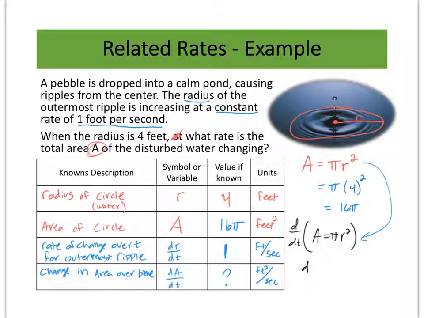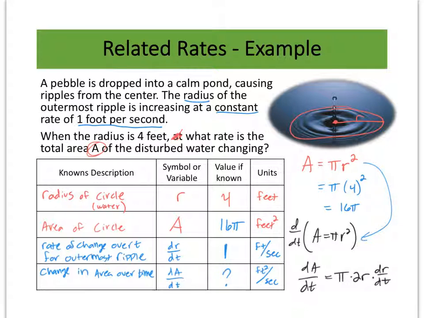So dA/dt, the derivative of A with respect to t, is equal to pi. Pi is just a constant value. The derivative of r squared is going to be 2r to the first power times dr/dt. And now I have all the pieces I need to find dA/dt. I know pi is just a constant. I know the radius is going to be 4. dr/dt, we are told, is 1. And it looks like I didn't need to do this right here, but it was nice to have it available to us if I did need it.